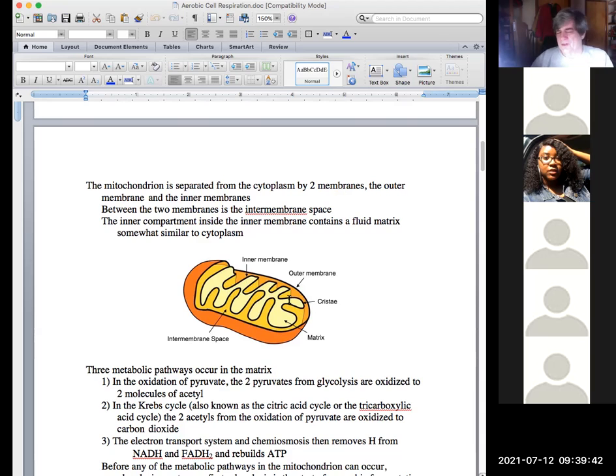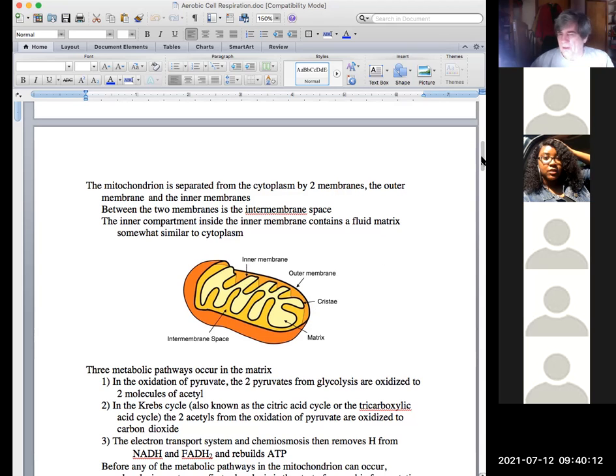So the matrix is very similar to the cytoplasm, or if you think about some of the other organelles we've talked about, the nucleoplasm inside the nucleus, or the stroma inside the chloroplast. So the matrix is kind of this semi-liquid, semi-solid material, like I keep saying, think like the consistency of a milkshake that's maybe a little bit runny.